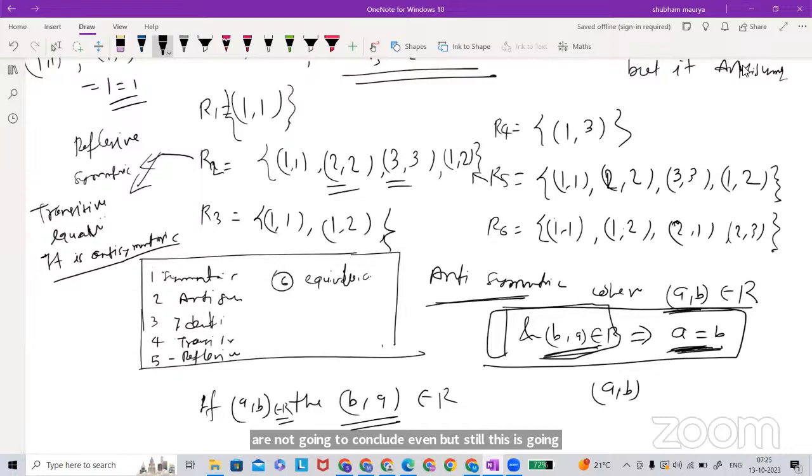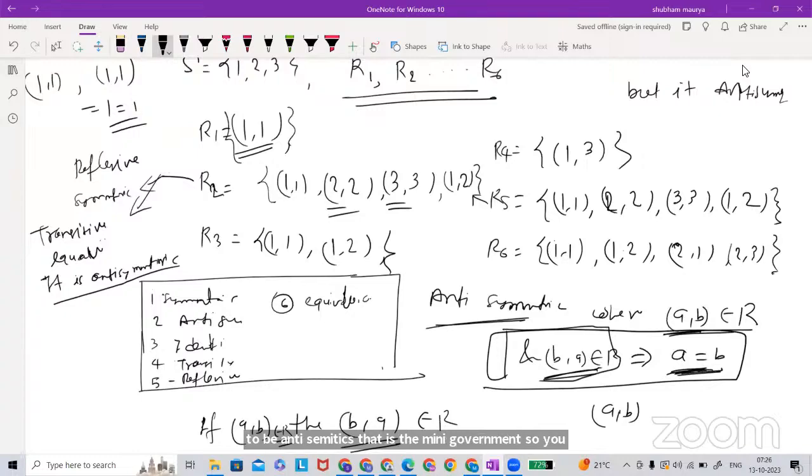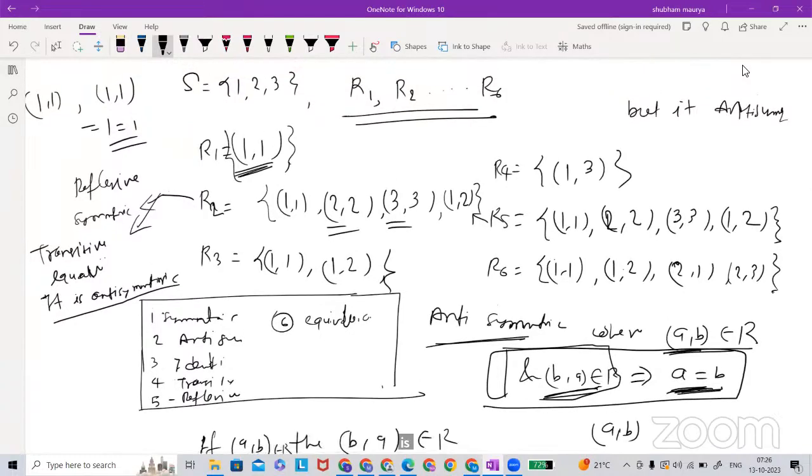So you said this is transitive. Is this relation transitive? This R1 is transitive, or leave it? I'm just saying R4 is transitive. R4 is transitive or not? Yes, sir, it is transitive.